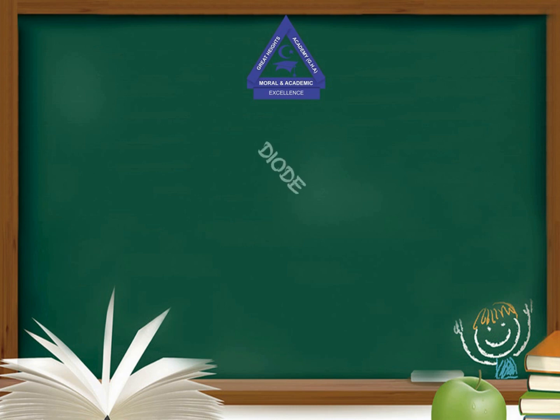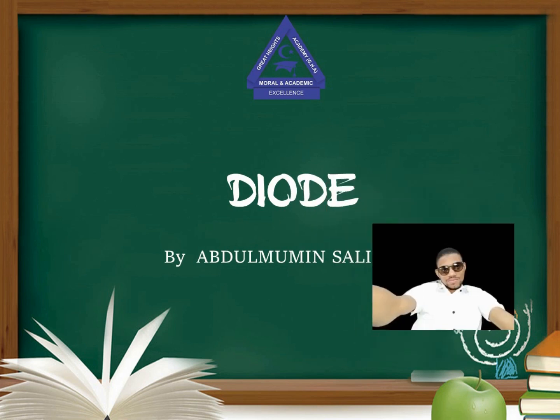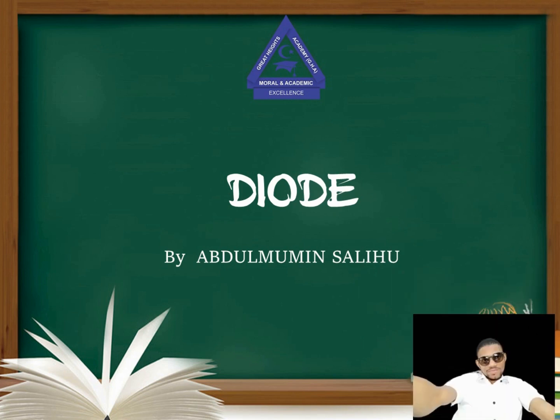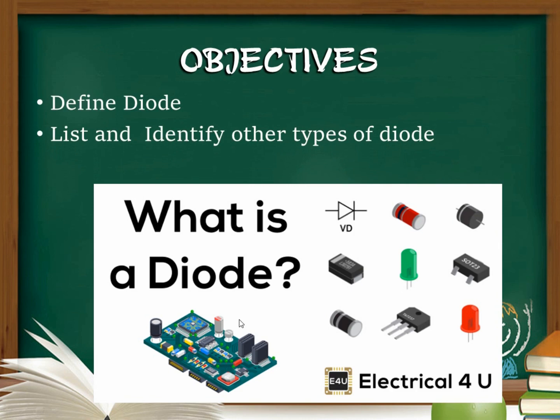So today we are going to discuss what we call a diode, inshallah, pay much attention and you get it right. Before we can commence with this topic, we should be able to know the following terms. Here is a circuit that contains many components. At the end of today, we should be able to define a diode, second, list the types and identify other types of diode, and last, identify the terminals of an LED.